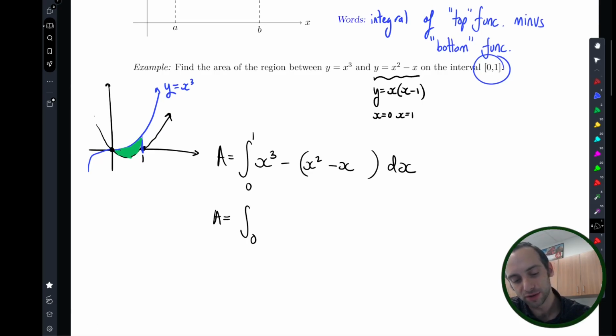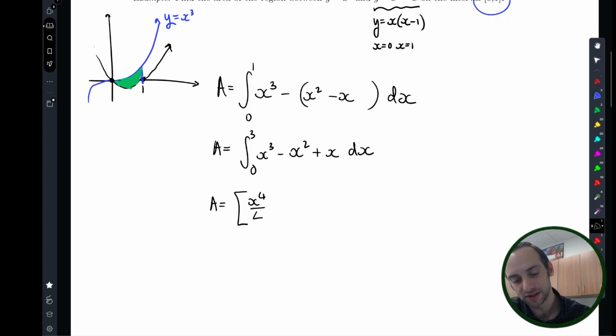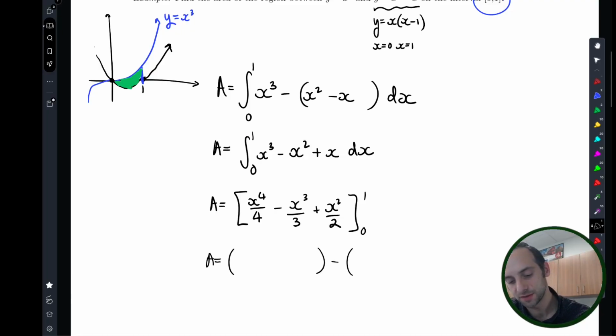Now we could break this into separate integrals, but it's actually a lot easier if we simplify the algebra first and then just integrate once. So we can take the antiderivative of this. It's x to the 4 over 4 minus x cubed over 3 plus x squared over 2. Our limits will go on the back of this integral. I don't know why I made them 0 and 3. It's 0 and 1. We'll apply our evaluation theorem to substitute those in.